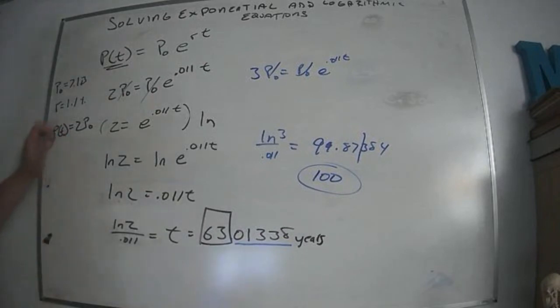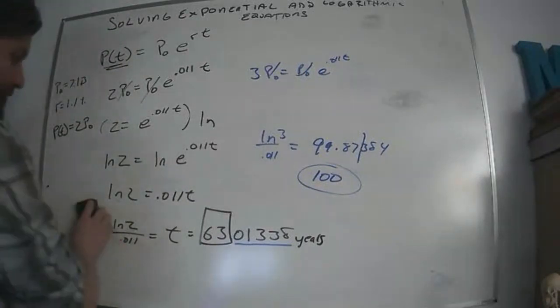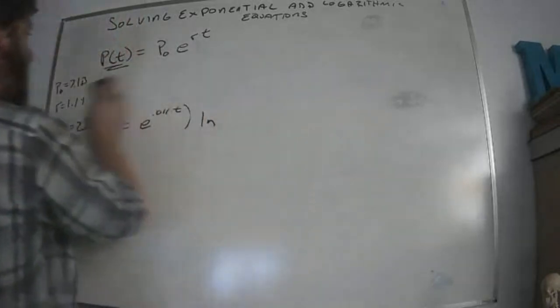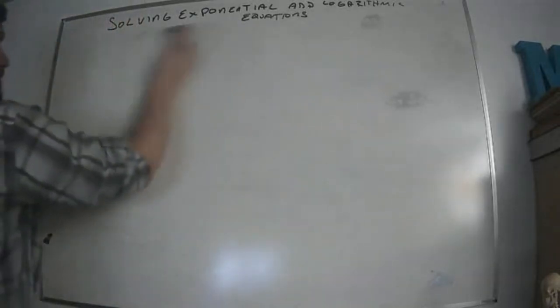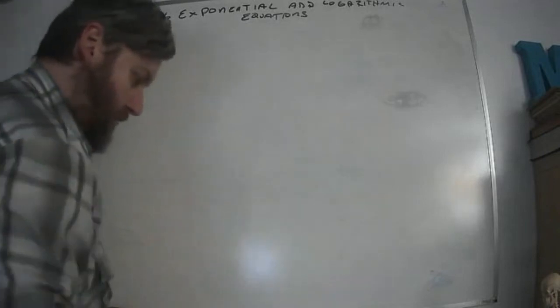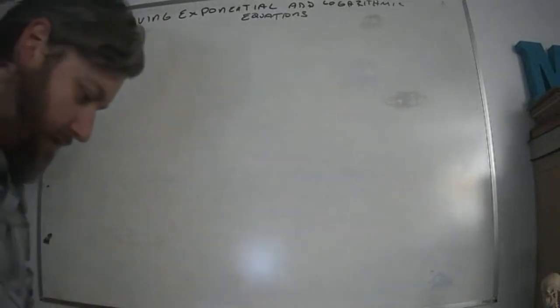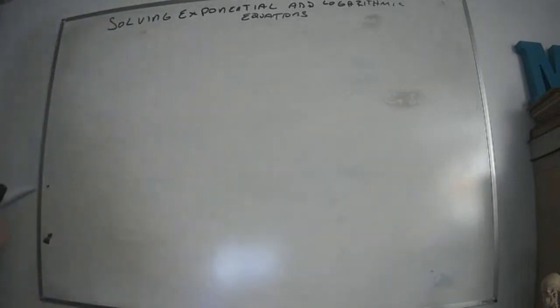Now, this was problem 16. I'm now going to do problem 18, which is exponential decay, and show you how they're very similar. So I'm going to erase this and start problem 18, also on page 380. And problem 18 looks like this. It talks about radioactive cesium.